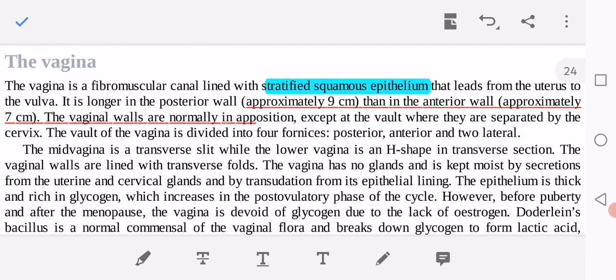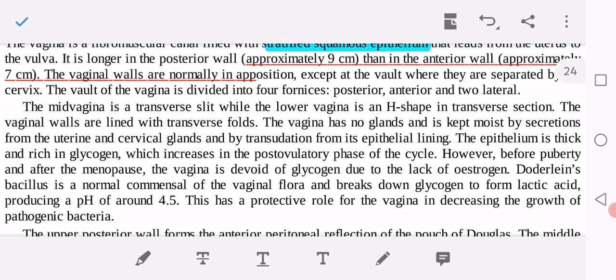And the vaginal walls are normally in apposition except at the vault where they are separated by the cervix. The vault of the vagina is divided into 4 fornices: posterior, anterior and 2 lateral fornices. What about the mid vagina? Mid vagina is a transverse slit, while the lower vagina is the H-shaped transverse section.